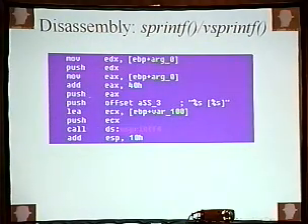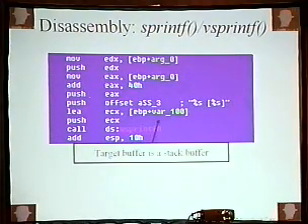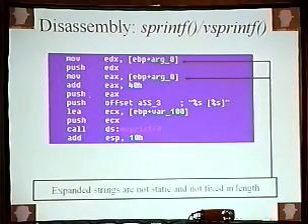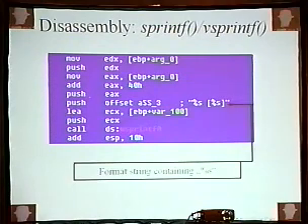Secondly, sprintf and vsprintf calls. Well, in this case, we have a stack buffer as a target of fixed size, and then we have untrusted data, which is not enclosed in double quotes, which is being expanded using no size checking in %s. So this has to be considered dangerous as well.